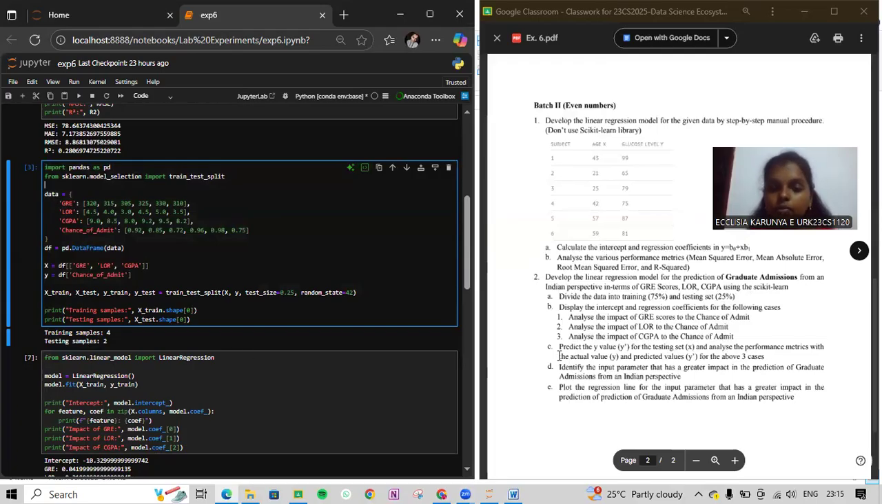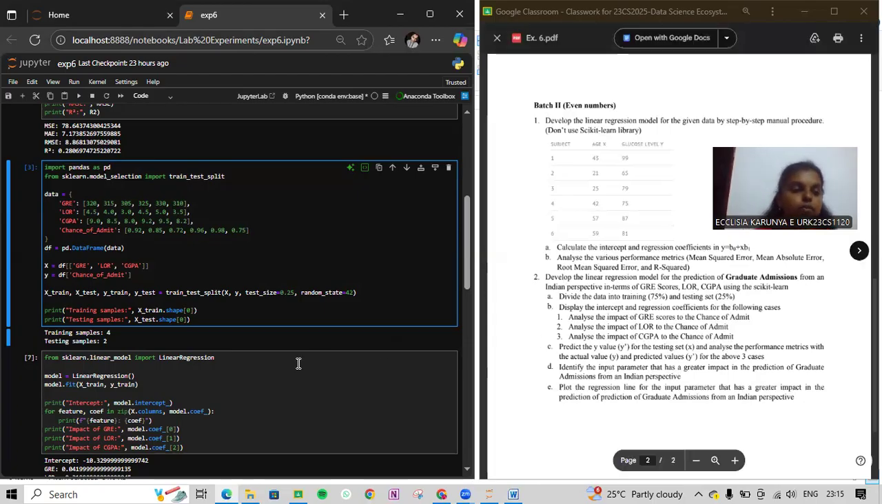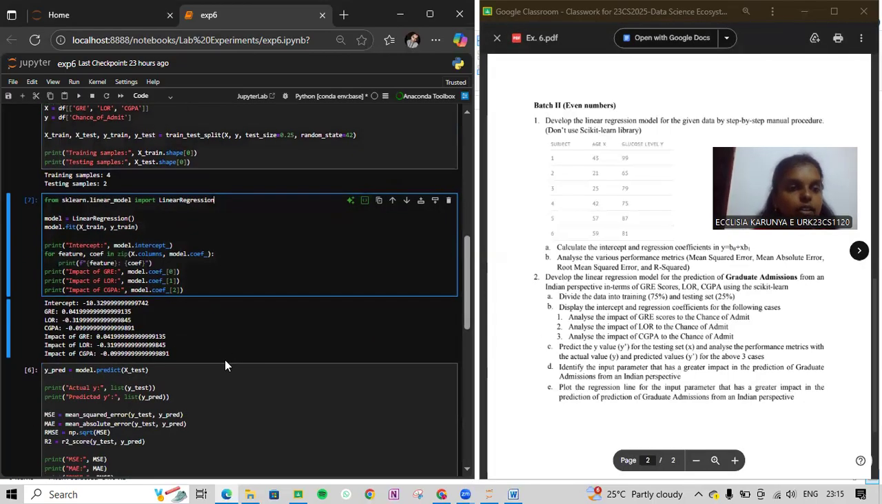The second part of the question is to display the intercept and the regression coefficient for the following cases. First, we need to analyze the impact of GRE scores, second, we are going to analyze the impact of LOR, and third, analyze the impact of CGPA on the chance of admit. Let's move on to the coding part.